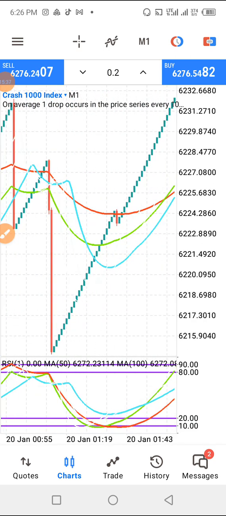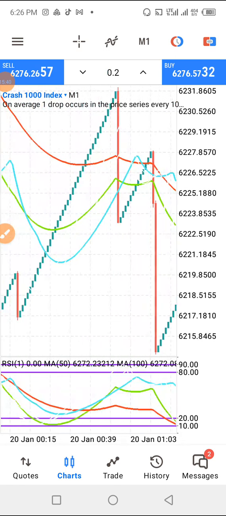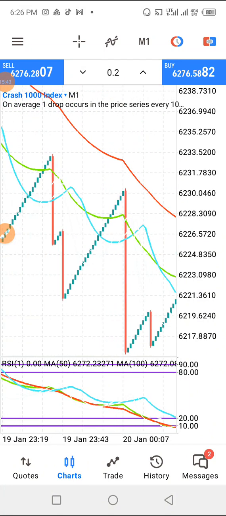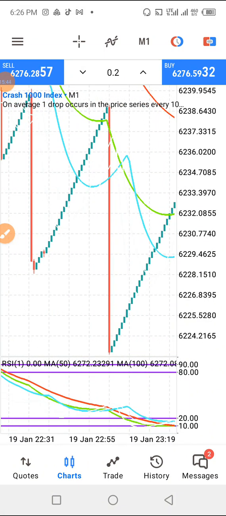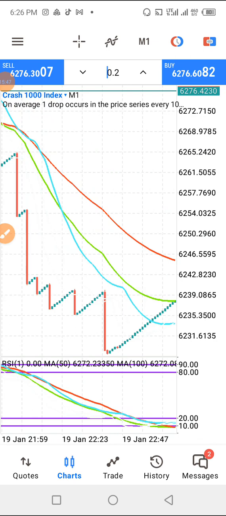So that is how it is, guys. You can see that this strategy works so very well. It's very unique, guys. All right. Now let me show you the settings for this strategy. It is very simple.